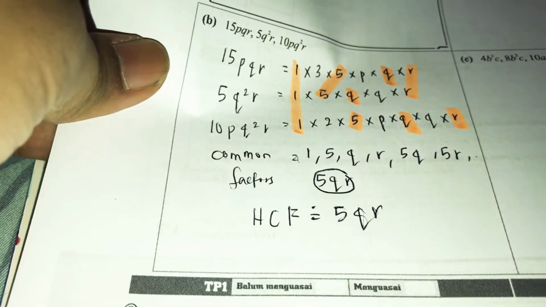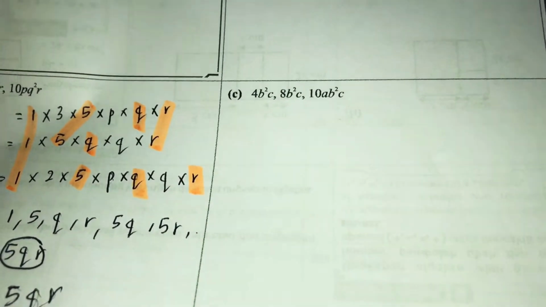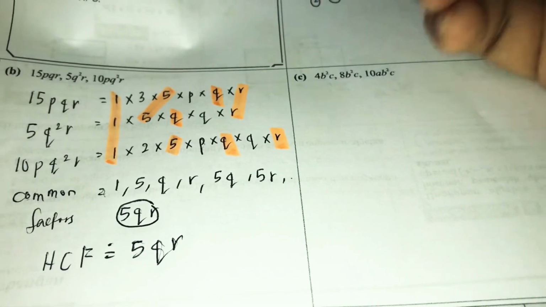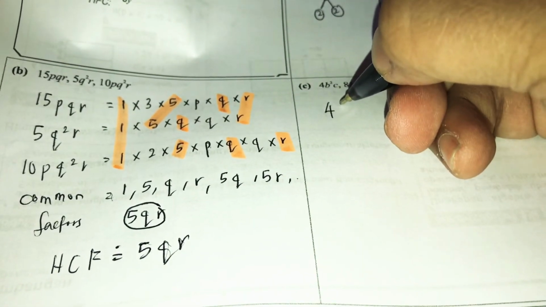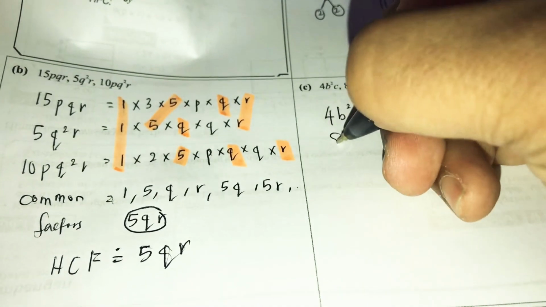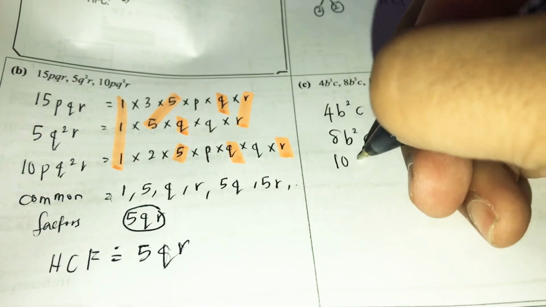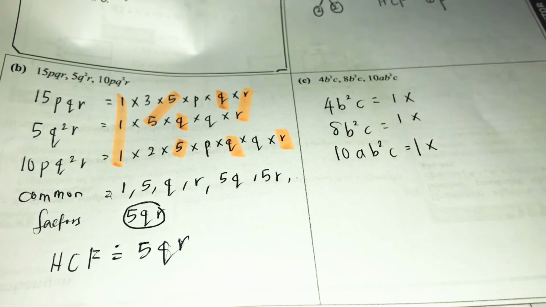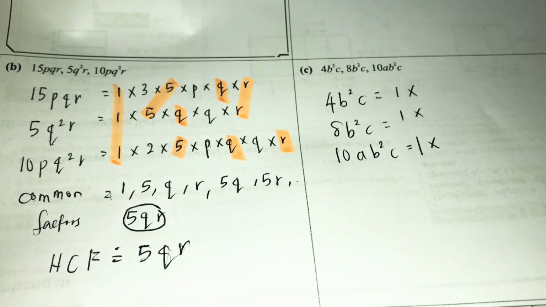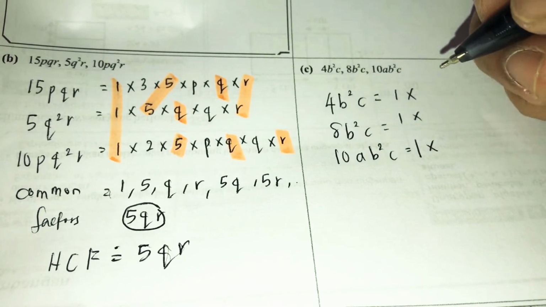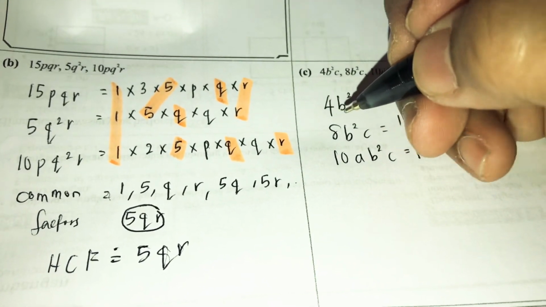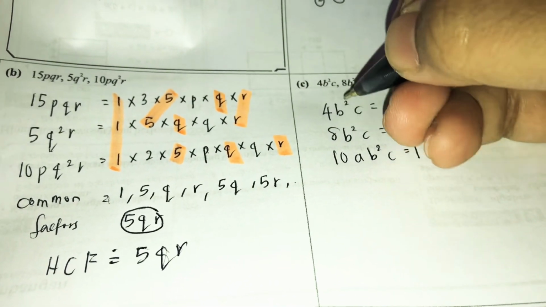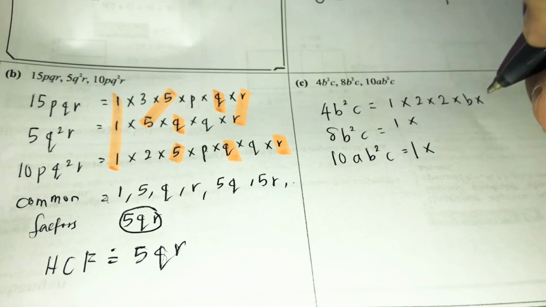Okay, now question C. Okay, 4b square c. You write it the same as the previous example. Write the value 4b square c equal to, then write 1, 1 and 1, because 1 is a factor for all numbers and all algebraic terms. Okay, start with 1 times what? 4 is 2 times 2, right? So 1 times 2 times 2. Okay, b power of 2 means times b times b times c.